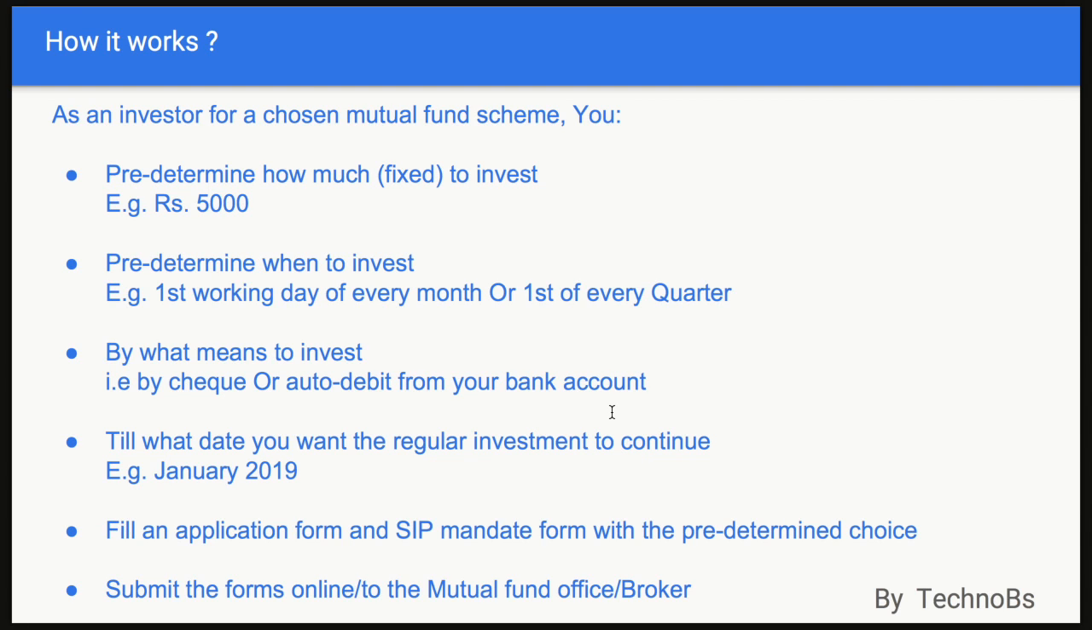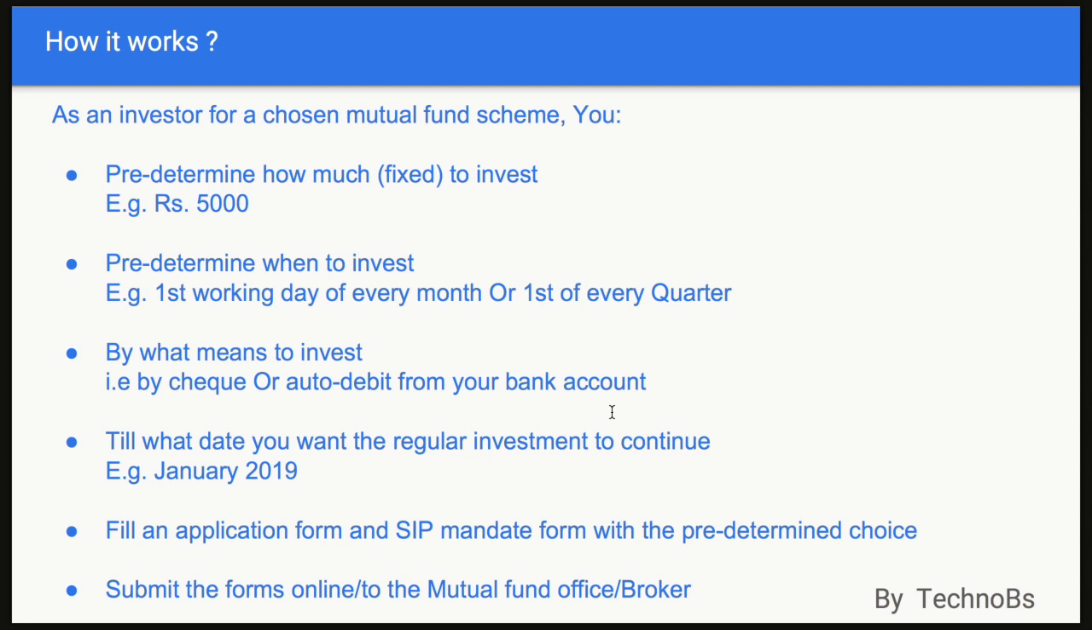And second is when you want to invest. Whether you want to invest on the first working day of every month, or once every quarter, or maybe the 25th working day of every month. So you need to determine when you want to invest that 5,000 rupees into that chosen mutual fund scheme. Now third is by what means to invest. You can do that using post-dated cheques or using auto debit from your bank account.